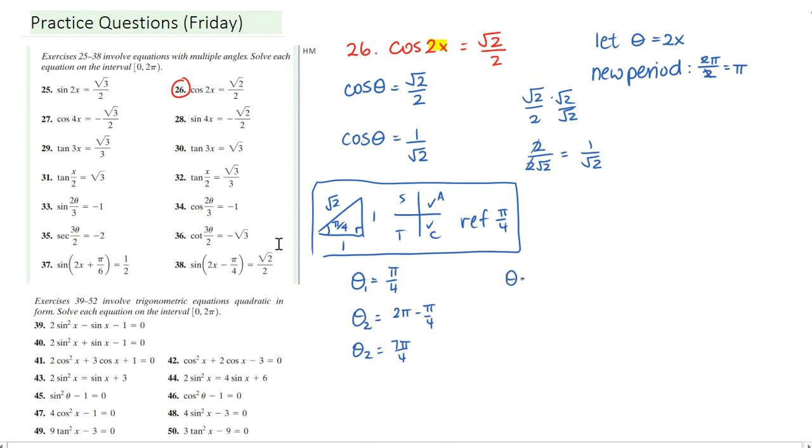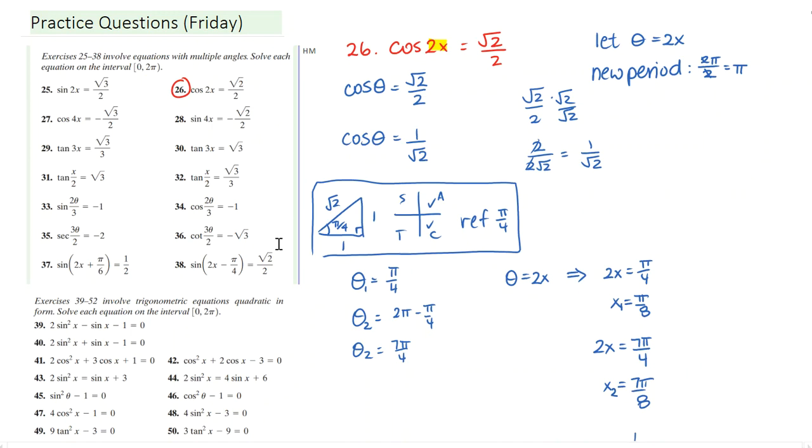So we know that theta is equal to 2x. As a result, for our first answer, if we say that 2x is equal to pi over 4, we then have to divide both sides by 2, so then we're going to get x is equal to pi over 8. So that would be x1 for this case. And then for our other one, if we have 2x is equal to 7 pi over 4, again, divide both sides by 2, we will then get 7 pi over 8. That will be our second solution.